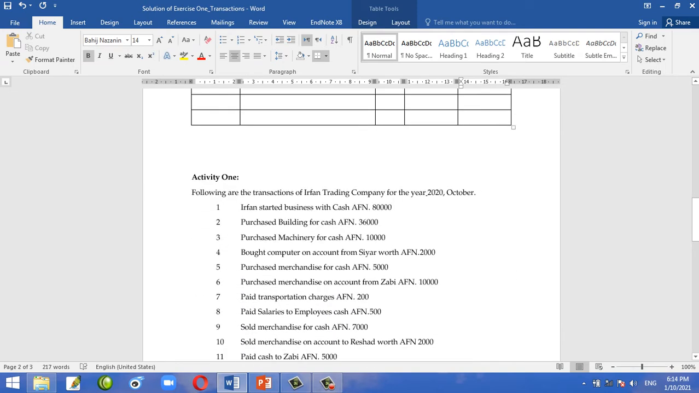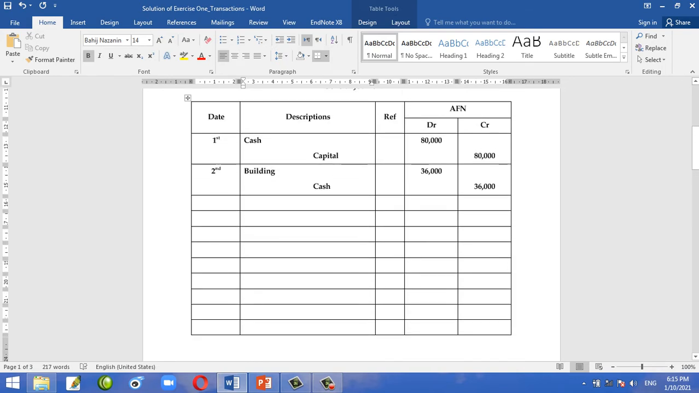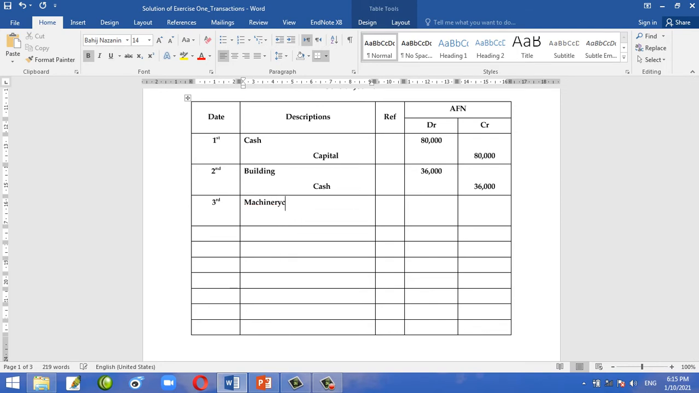Purchased machinery for cash, Afghanis 10,000. The same transaction we have, but only in the second transaction we had the building, and here we have machinery. On 3rd of October we have a transaction that we have purchased machinery, and we have paid cash. Cash is how much? 10,000 Afghanis.